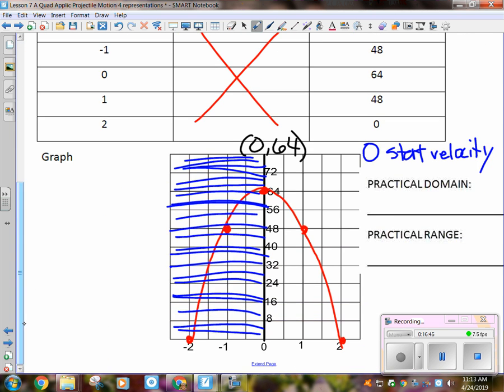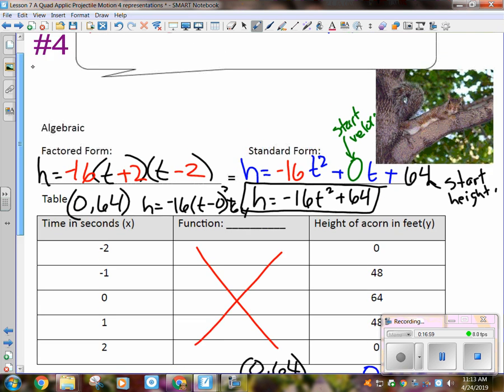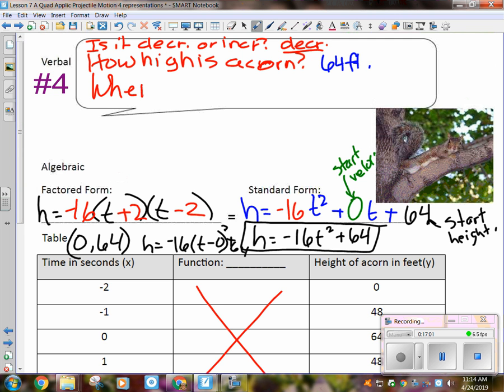Okay, acorn, are you ready? Woo! Hits the ground, right? Is there another question I could ask about how it hits the ground? When does it hit the ground? Thank you, thank you. When? It's a big question. When does it hit the ground?